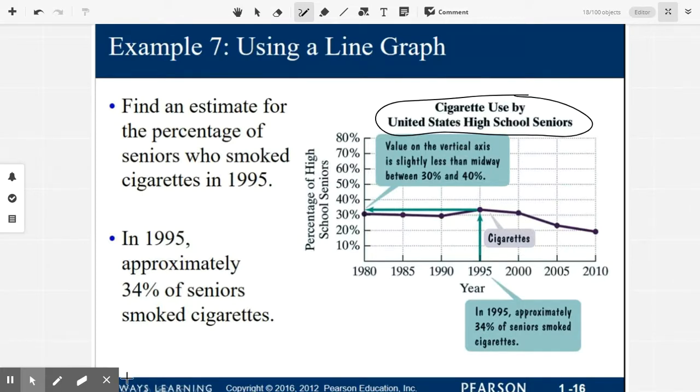If you'll notice, back in 1980, it was right at 30%, and it stayed pretty level for the next 10 years till 1990. And then from 90 to 95, it looks like it actually went up. And then what started happening after 1995? Started going down, down. In 2010 was its lowest point in 30 years, about 20%. So this trend is telling us that seniors in high school, fewer and fewer are smoking cigarettes.